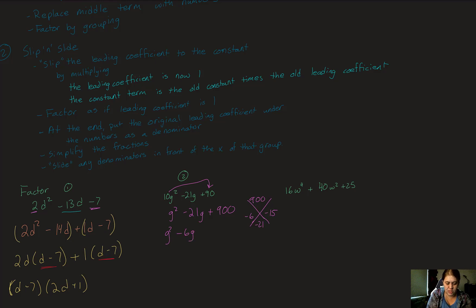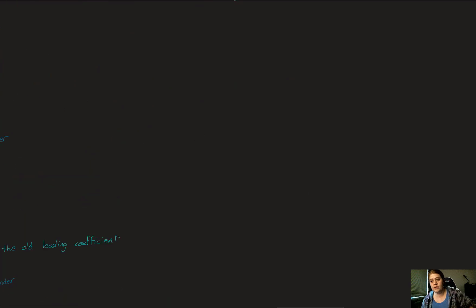So g squared minus 6g, or actually, plus negative 15g plus 900. And we pull out a g, we have g minus 6. And we pull out a negative 15, and we end up with g minus 6. And we have g minus 15, g minus 6. Bada bing, bada boom. And this is 27 minutes long. Oh my goodness, way too long. And just for your reference, this turns into a perfect square trinomial. Fun fact, this guy turns into 4w squared plus 5 squared. See if you can figure out how. All right, that's it for today.